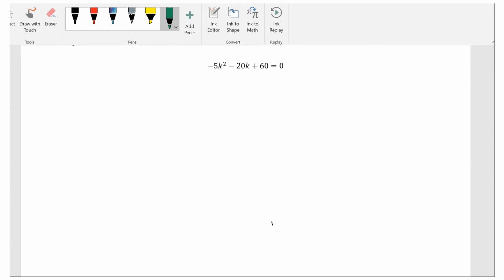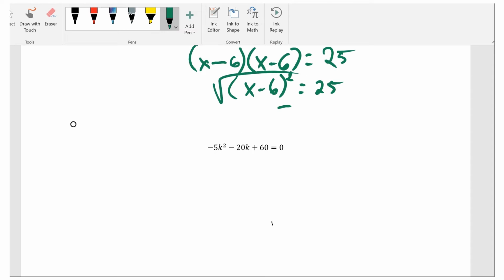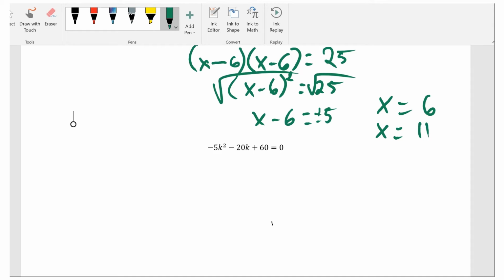And we're going to take the square root of both sides to get rid of that exponent of 2. So when you take the square root of x minus 6 squared, you're going to get x minus 6 equals positive and negative 5, because when you take the square root, you get a positive and negative answer. You add 6 to both sides, and you're going to get x equals 11, or x equals negative 11.